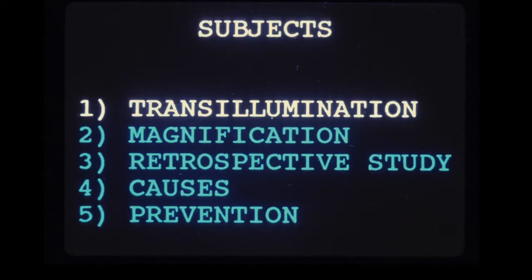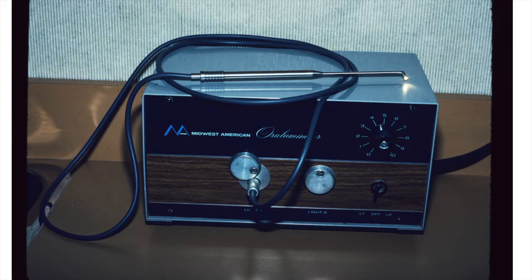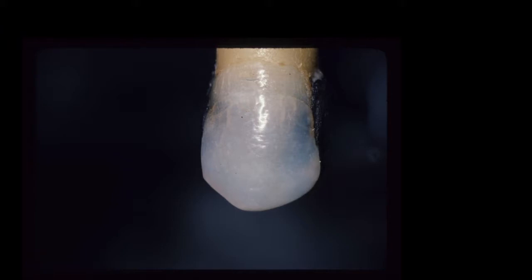So now let's discuss transillumination for diagnosis of cracks. This was an excellent transillumination unit that I bought in the late 60s. It had a small diameter wand with variable light intensity. Both are essential requirements for proper diagnosis. Here is a rather unremarkable looking tooth. On closer examination, problems start to become apparent.